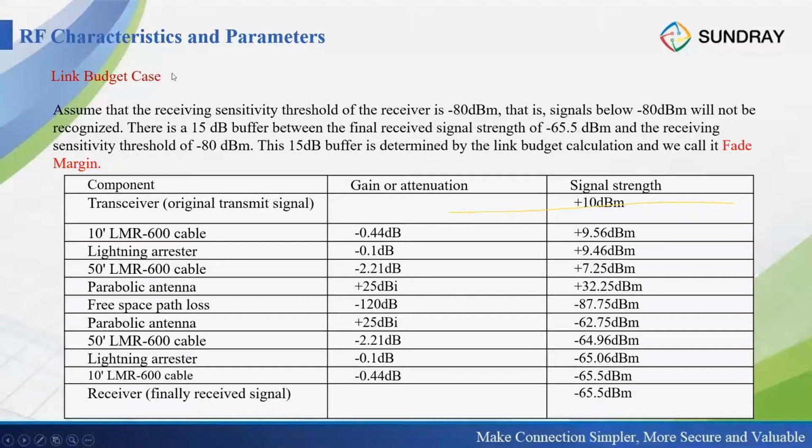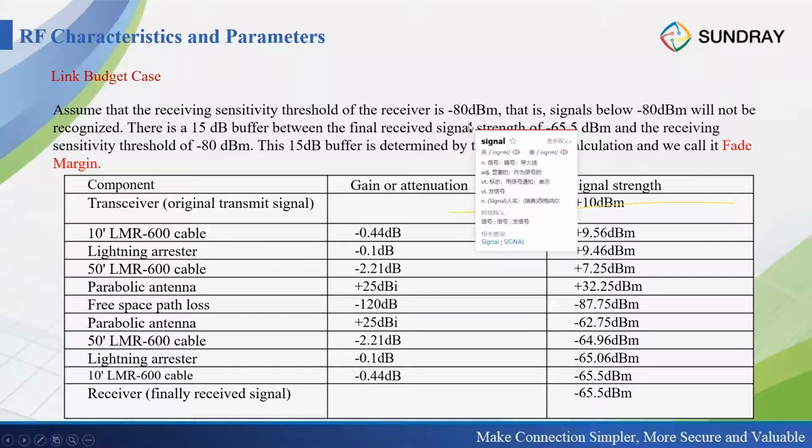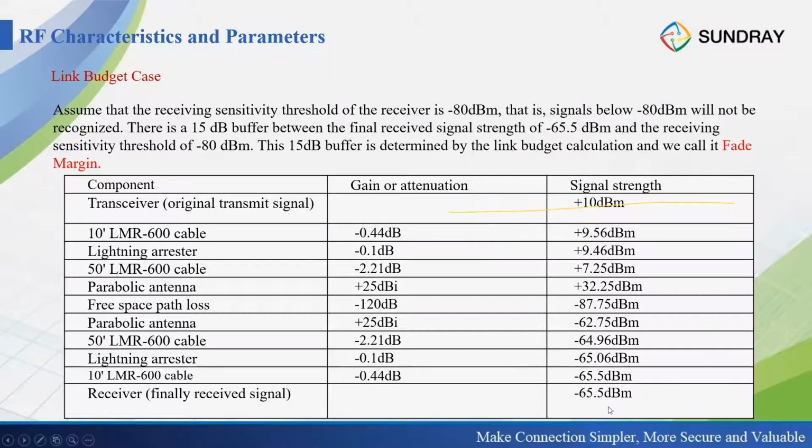Assuming that the receiver sensitivity threshold of this receiver is negative 80 dBm, and we receive a signal of negative 65 dBm, we have 15 dB of buffer, right? That means if the signal is affected by, say, rain, it can become weaker. When it arrives it becomes negative 70, negative 75 dBm, and it can still be received. So this we call the fade margin.